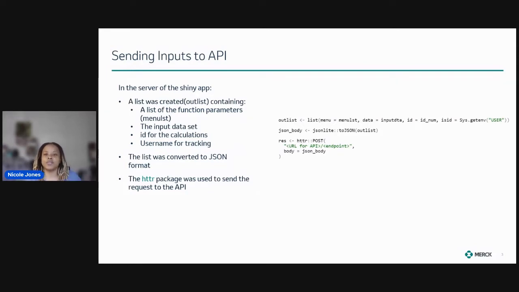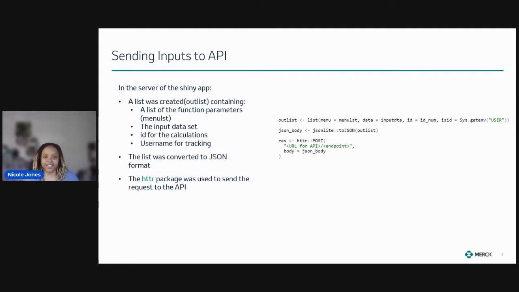We generate a unique ID for each of the calculations, so that's this ID. And then lastly, we use the username. I know myself, I tend to lose numbers and IDs. So if you forget the ID for your calculation, you can also look up what you submitted by your own username. Then we had to convert that list into JSON format.